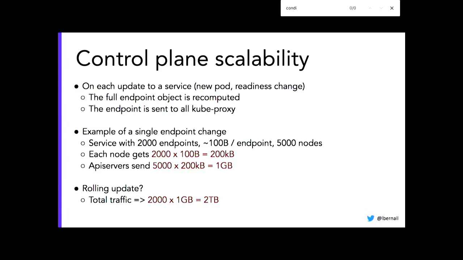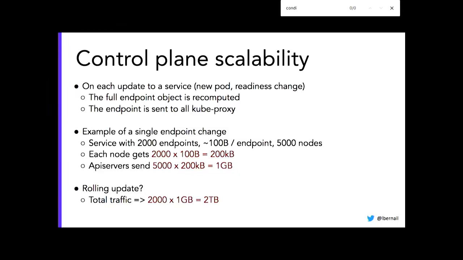Each node will receive 200 kilobytes of traffic for any given update. Okay, so that's quite a lot. And of course, the API server needs to send this information to all the nodes in the cluster, which means, well, in that example, about a gigabyte of traffic, so that's quite a lot.